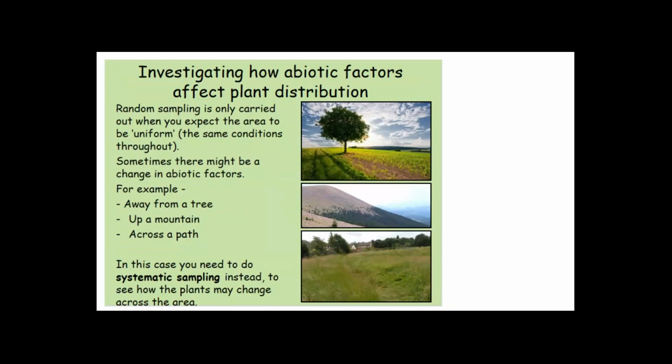There's another thing you can do, which is investigating how abiotic factors affect plant distribution. Random sampling is only carried out when you expect the area to be uniform. Sometimes there might be a change in abiotic factors, for example, moving away from a tree, or going up a mountain, or across a path. In this case, you need to do a systematic sampling instead, to see how the plants may change across the area.